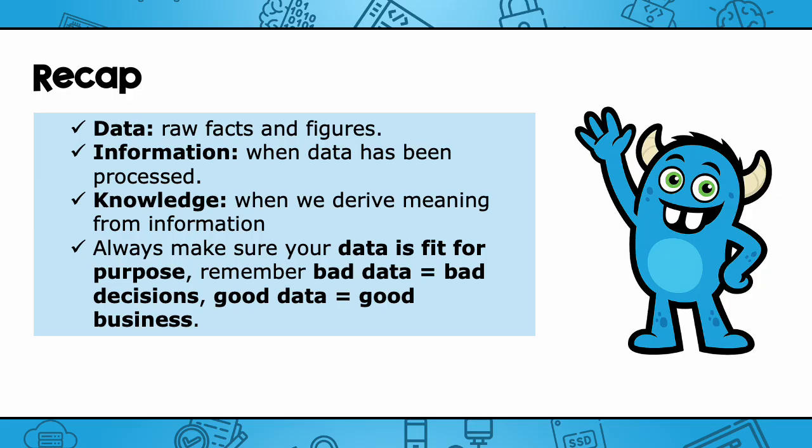Right, so to recap, data is raw facts and figures. Information is when data is being processed. Knowledge is when we derive meaning from it, so when we're making decisions based on that information. Always make sure your data is fit for purpose, and remember that bad data means bad decisions, or garbage in means garbage out. So bad data, bad decisions; good data, good business.